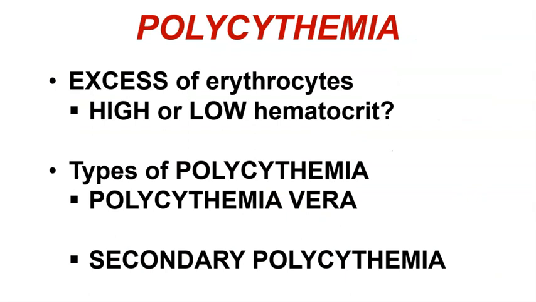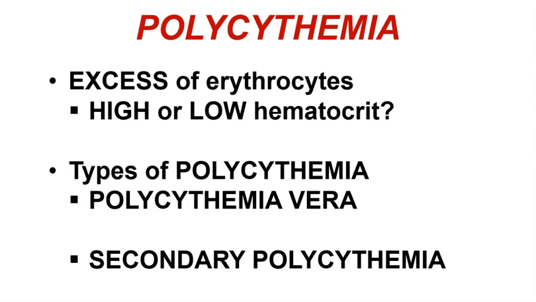So finally, we are going to examine a condition that is the opposite of anemia, and this is called polycythemia. Polycythemia is defined as an excess of erythrocytes. So a quick question would be, would an excess of erythrocytes cause a high or low hematocrit? If your answer was a high hematocrit, you'd be correct, because excess erythrocytes would increase hematocrit.